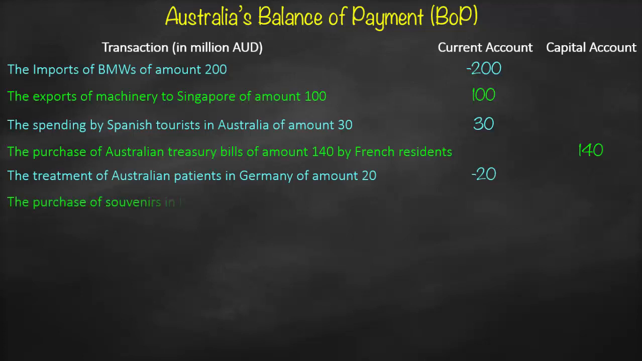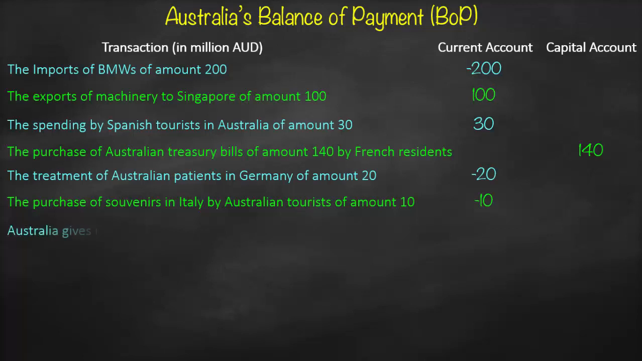Next transaction. The purchase of souvenirs in Italy by Australian tourists of amount 10. So Australians traveled to Italy and started to purchase some souvenirs, some presents, some gifts of amount 10. Is this one way or two ways? It's one way. Since it's one way, I will report it under current account. Australia will pay, so it will be negative. So write negative 10 under current account.